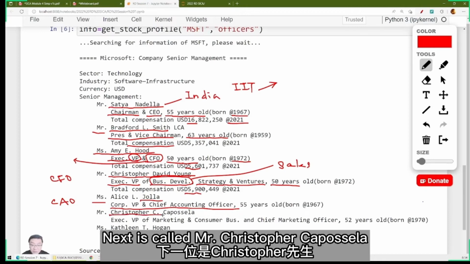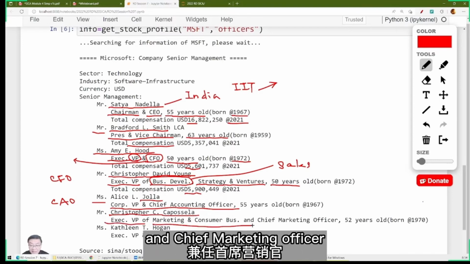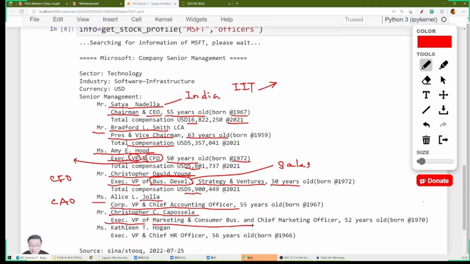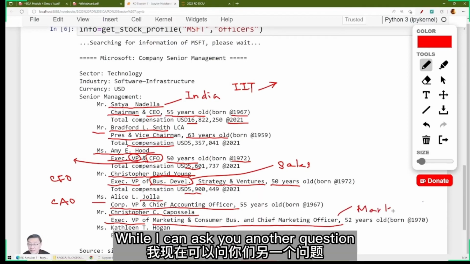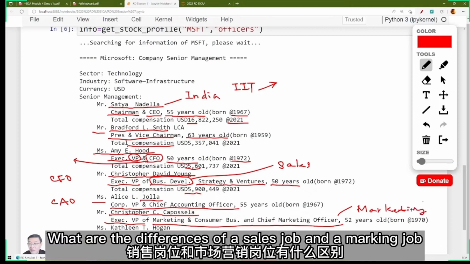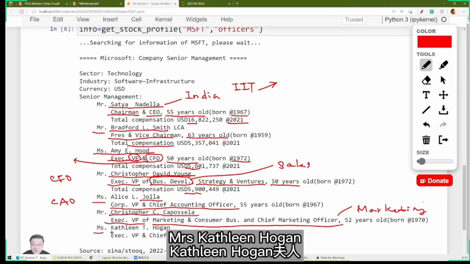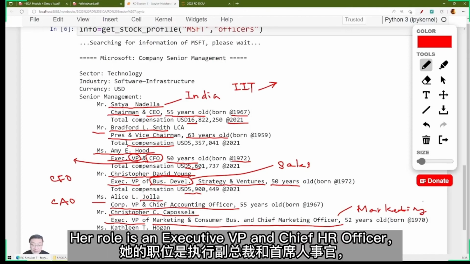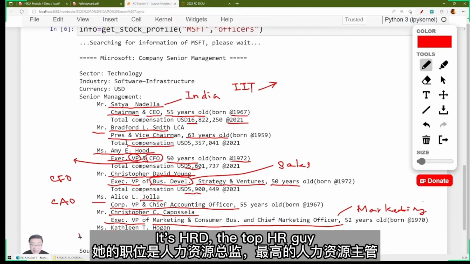Next is called Mr. Christopher Capocella. His role is Executive VP in Marketing and Consumer Business and Chief Marketing Officer. This guy is responsible for marketing. Well, I can ask you another question. What are the differences between a sales job and a marketing job? The last one, a lady as well, Mrs. Catherine Hogan. Her role is Executive VP and Chief HR Officer, 56 years old. Okay, her role is pretty clear. It's the HRD, right? The top HR guy.